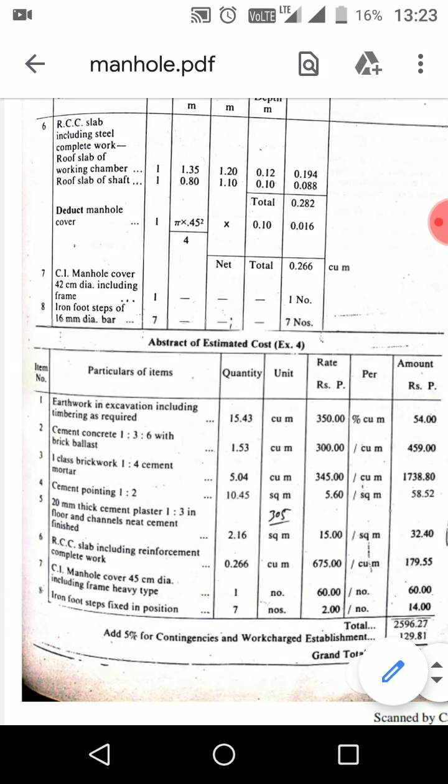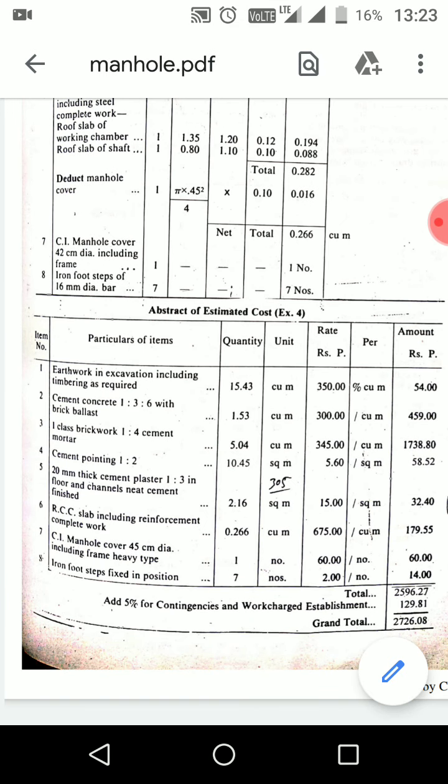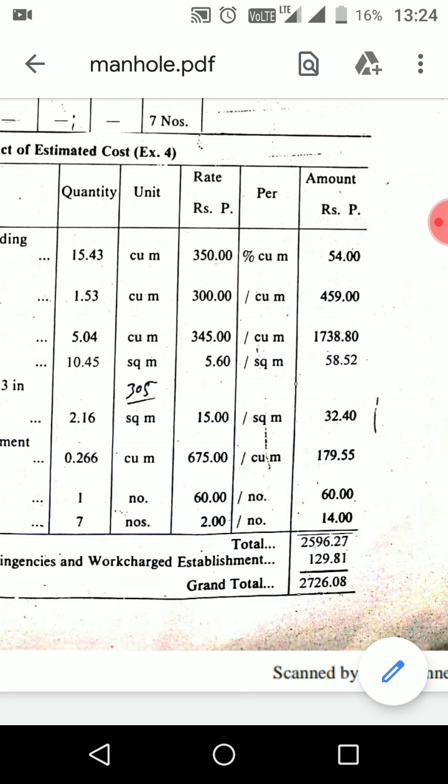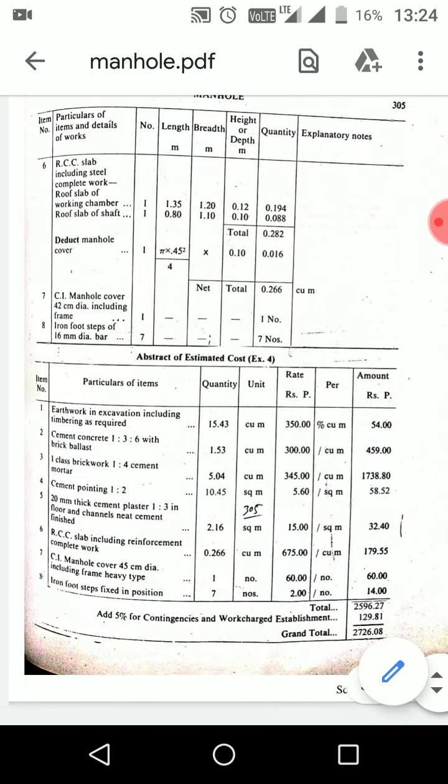So we have considered all the items here, and at the end you have to prepare an abstract sheet by taking local rates. So they have taken their own rates. After calculating with the particular rates, they got a grand total of 2726.08 rupees. You can try with your own local rates.